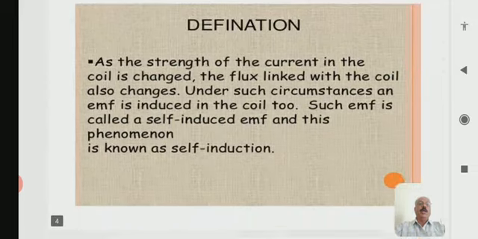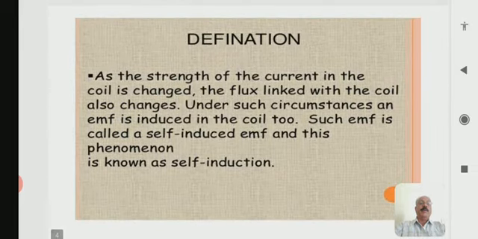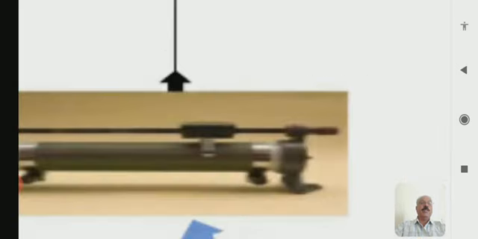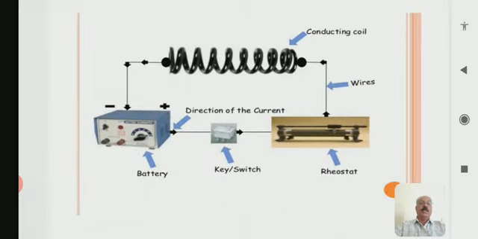Okay. Now, as the strength of the current in the coil is changed, the flux linked with the coil also changes. Under such circumstances, an EMF is induced. At the same time, an electromotive force is induced in the coil too. Such EMF is called a self-induced EMF, and that phenomenon is called self-induction. So this is the experiment to know the self-induction.